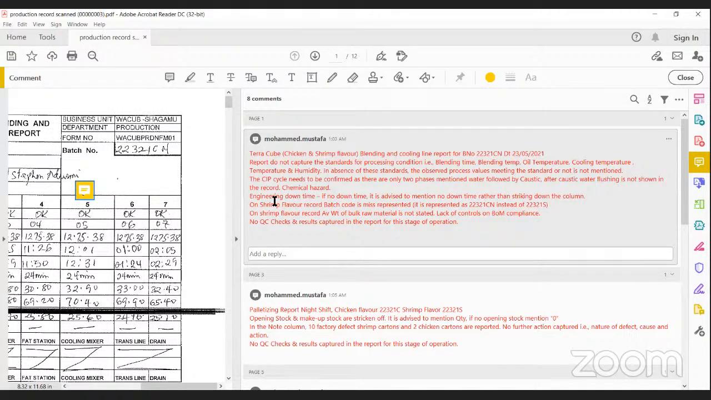On the shrimp flavor, average weight of bulk material is not stated. That is BMO control. Average.